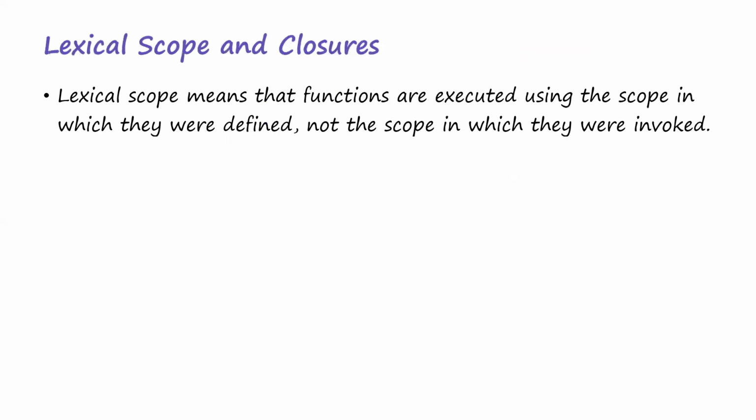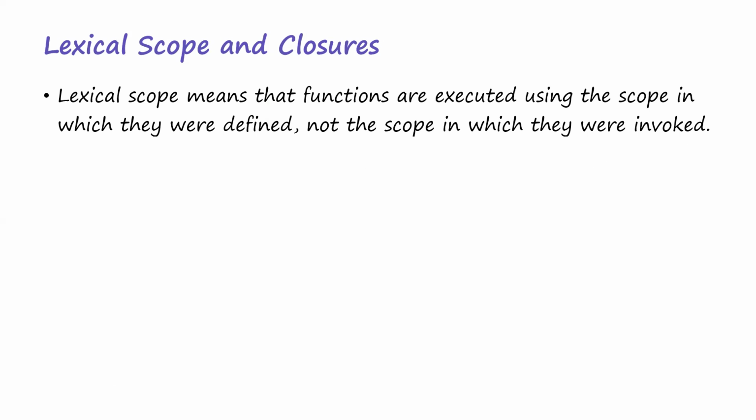So we also have what we call the lexical scope and closures. But the thing is that we will not be discussing closures now. We'll be discussing closures in an advanced chapter, when we talk about functions. But basically, lexical scope means that functions are executed using the scope in which they are defined. So the lexical scope of a function is the scope in which it is defined, all right, not the scope in which it is invoked.